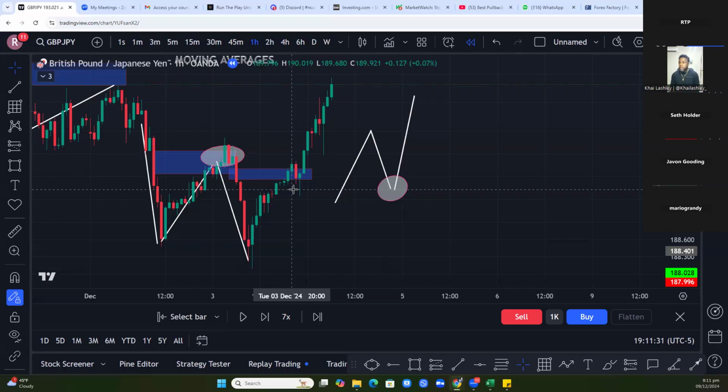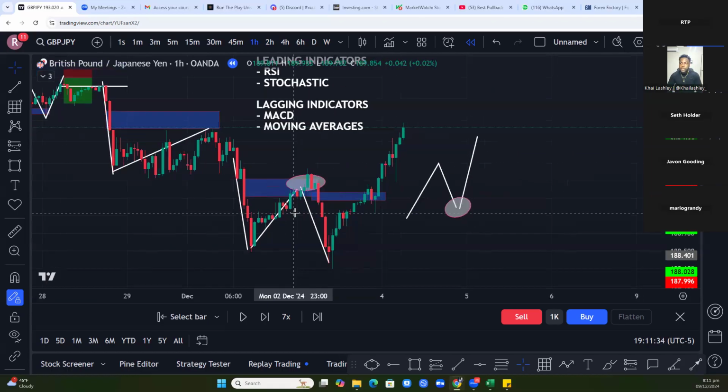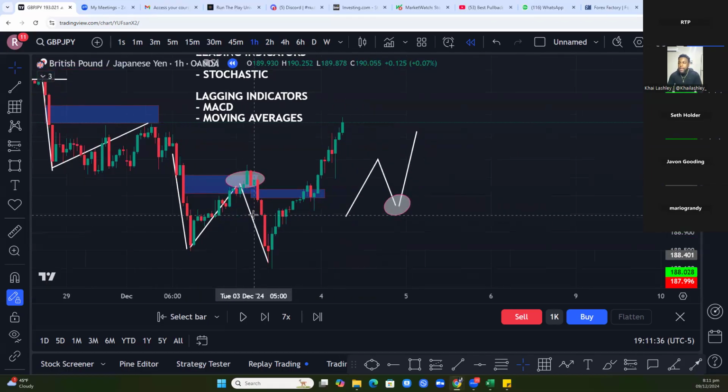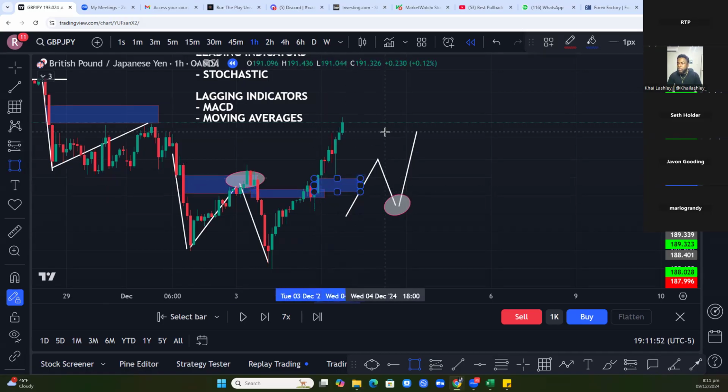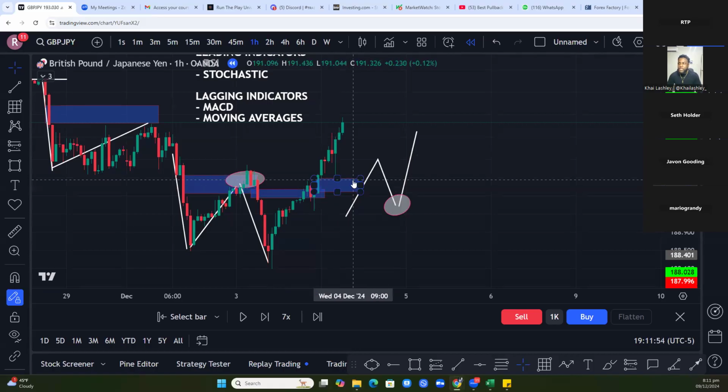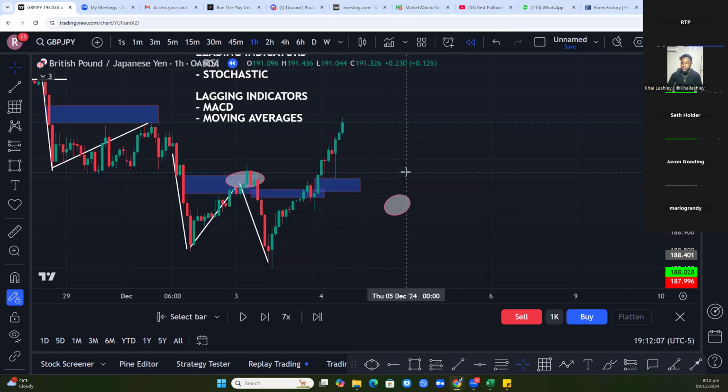Am I making sense? Let me know. Okay, good stuff. So then here we have price push up. We got price pushed up, left behind imbalance here. Boom. Market traded back, bang into it, and then pushed up once again. That is how the fair value gaps work, also known as imbalance.